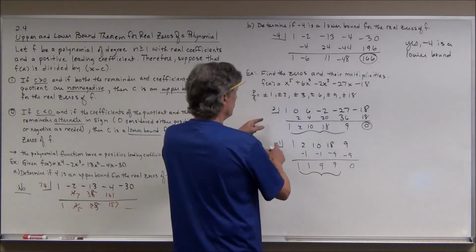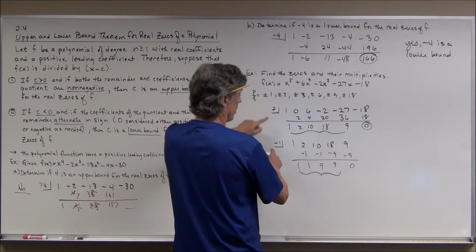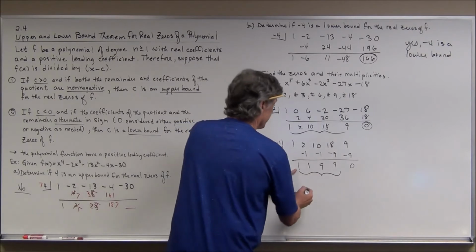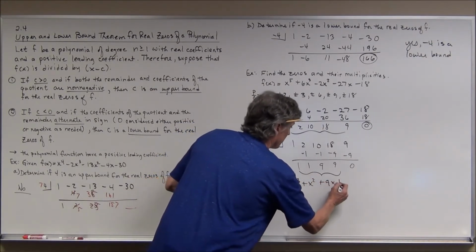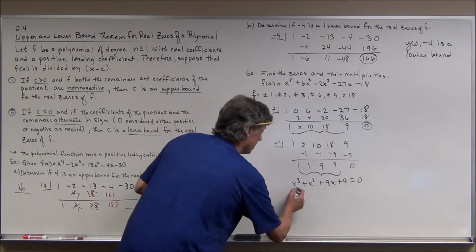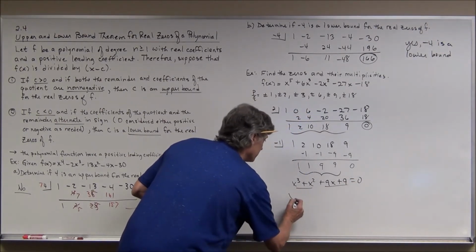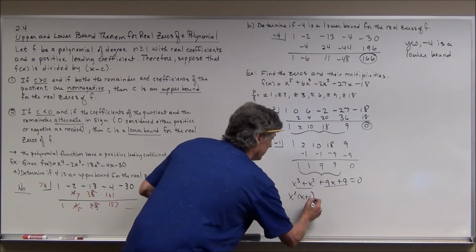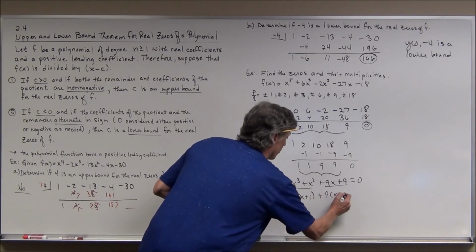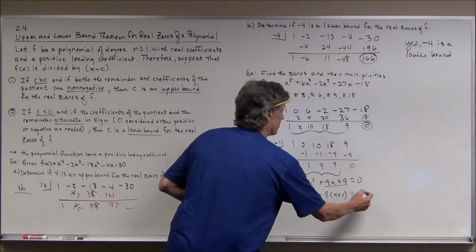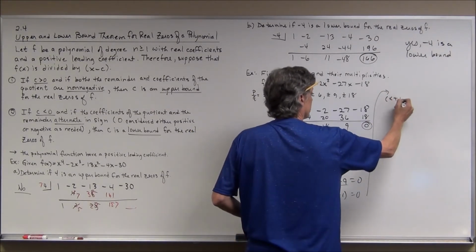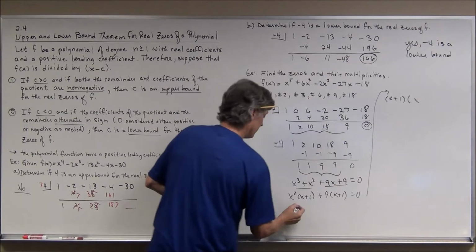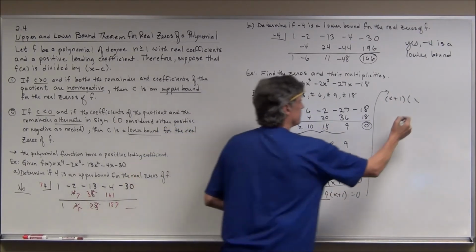So I already have 2 of the zeros. I have 2 and negative 1. But now I'm going to take this guy here, I'm going to write him as x to the 3rd plus x squared plus 9x plus 9 is equal to 0. I'm going to use grouping. This is x squared times x plus 1. This is 9 times x plus 1. So I'll kind of bring it up here. I'm going to factor out the x plus 1, and that would leave me x squared plus 9.